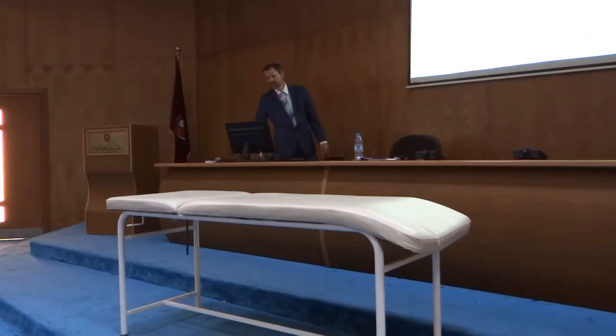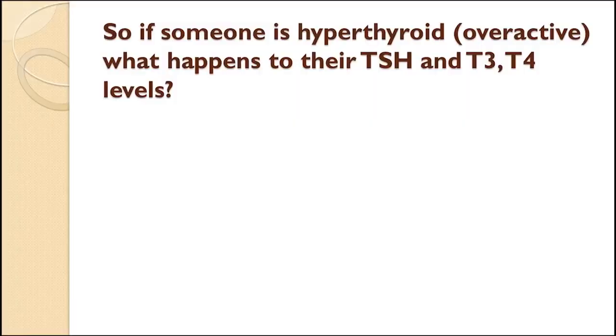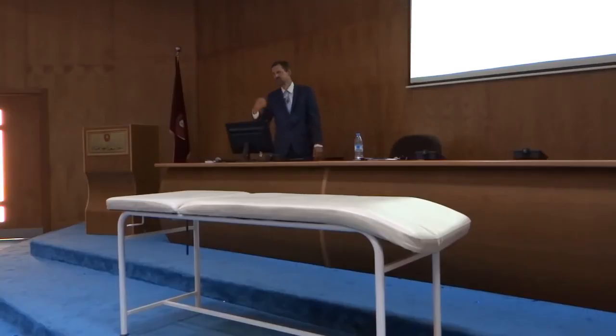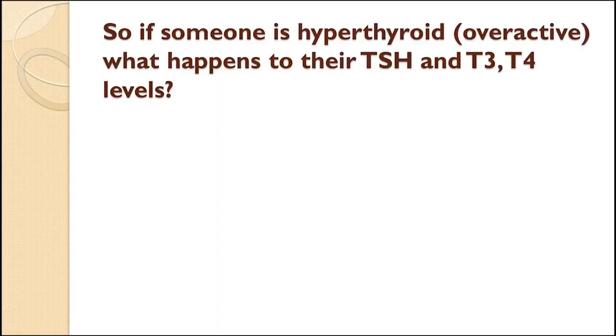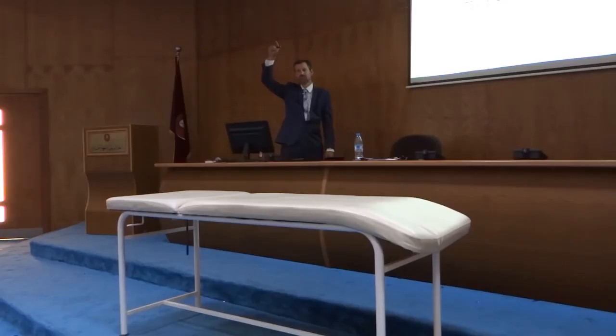So what happens with a hyperthyroid person that is overactive? What happens to their TSH? Up or down? Down. And T3 and T4? Okay, so exactly that. You've got the negative feedback loop. If you've got high levels of thyroxine in the bloodstream, that goes back to the hypothalamus and pituitary and knocks down the TSH, and therefore reduces the stimulation of the thyroid gland to produce thyroxine.